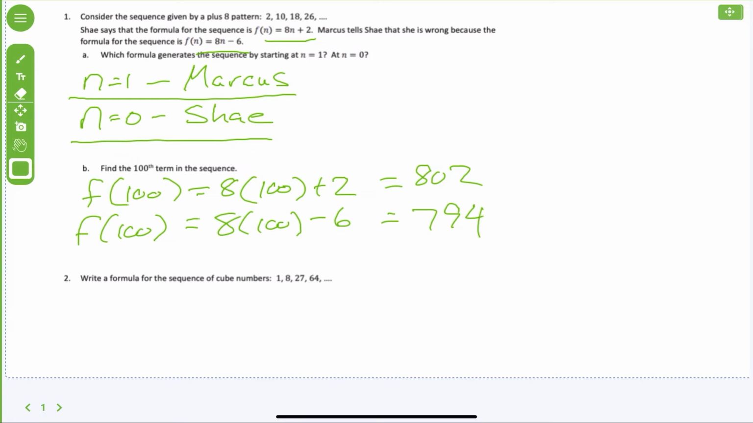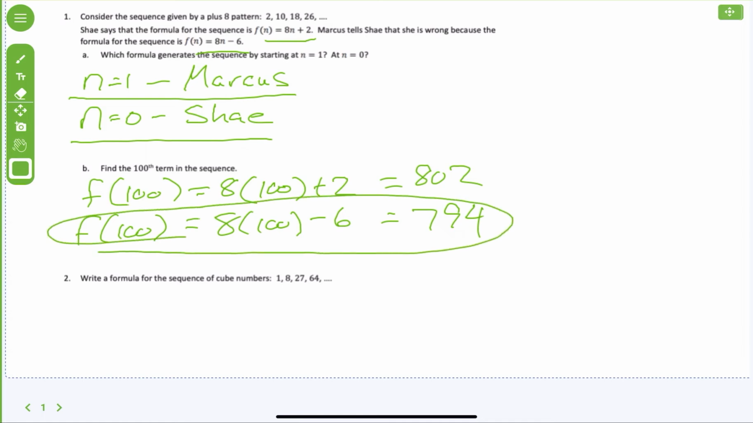Is that correct? Why is it different? Because they started at different points, right? Okay. Now, which one do you think you should start at? One? You're always going to start at 0 unless indicated otherwise. Okay? Always start with 0.